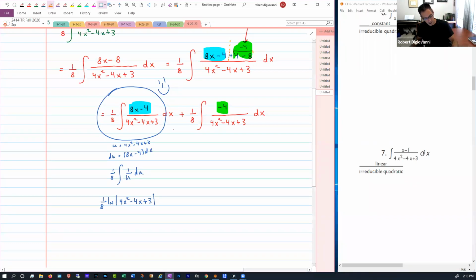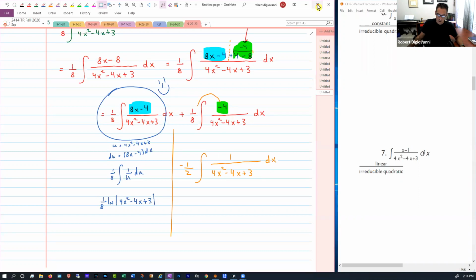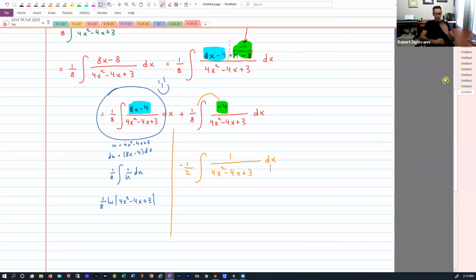Let's work the second one. Let's pull the -4 out. -4 over 8 is -1/2. Integral 1 over 4x squared minus 4x plus 3 dx. Need a little more room here. All right, so now we have to complete the square, right? Because we have a constant over an irreducible quadratic.